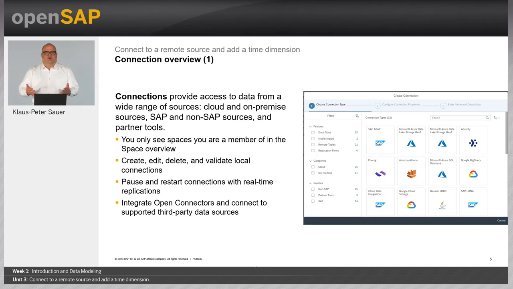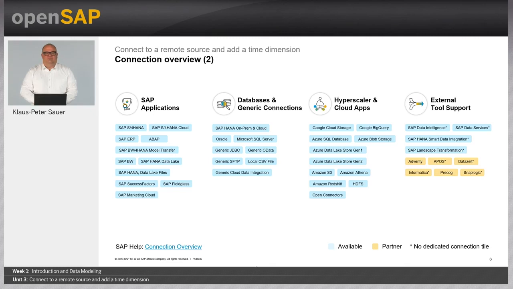So now let's have a look at the connections in general. The system offers many options for system connections. We have just used a SAP HANA connection in our example. In the connections area, you can set up new connections, edit, delete and validate existing connections. You can also pause and restart connections which are used for real-time replications. You can also use the open connectors and connect to supported third-party data sources.